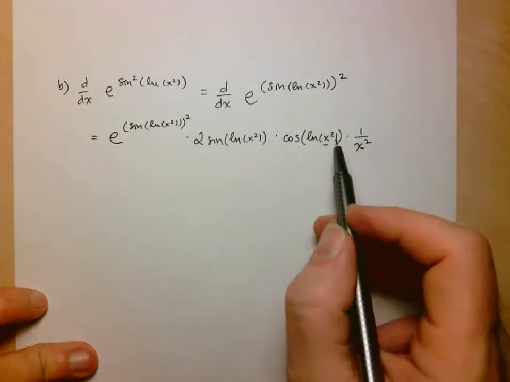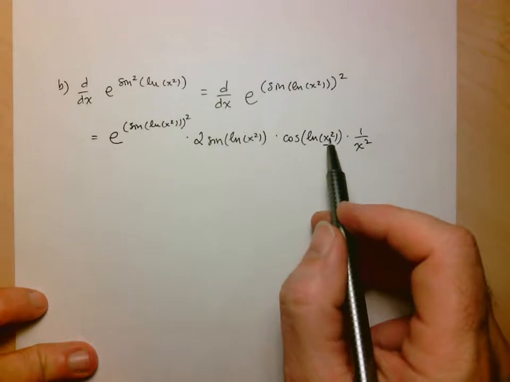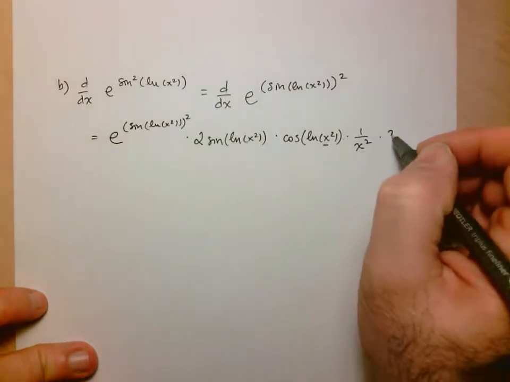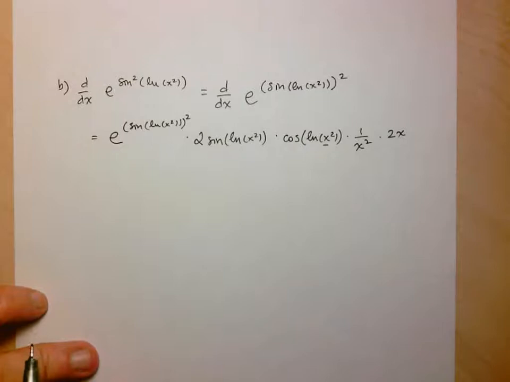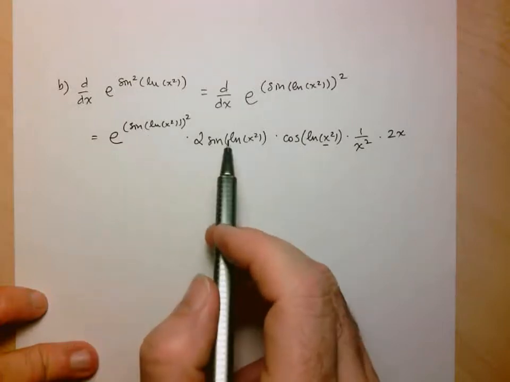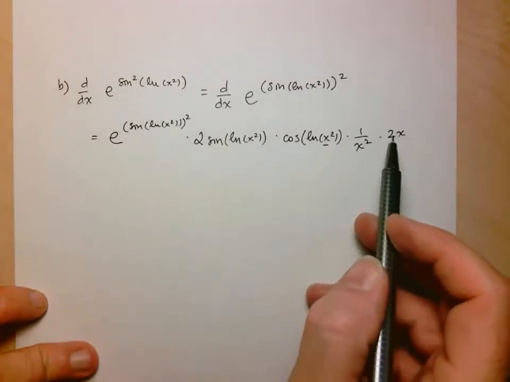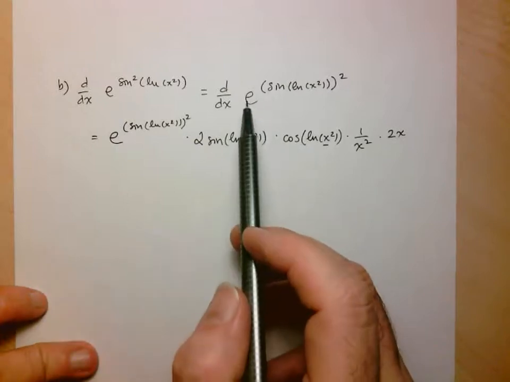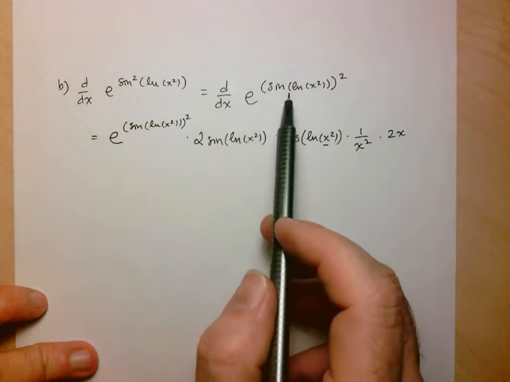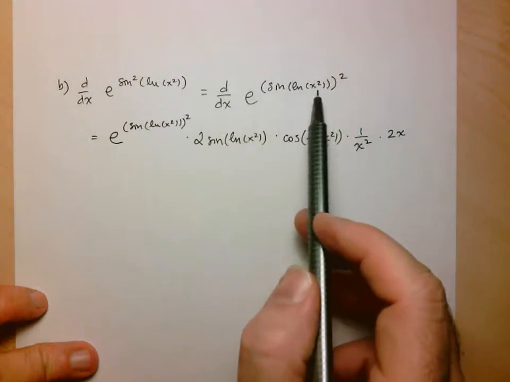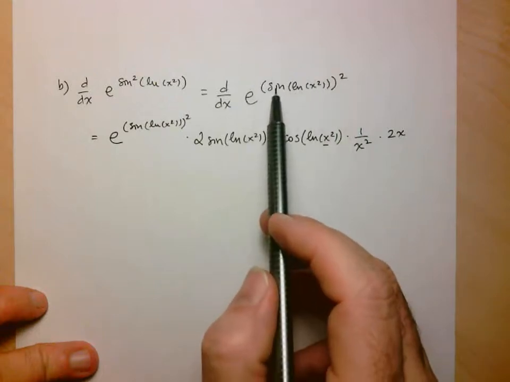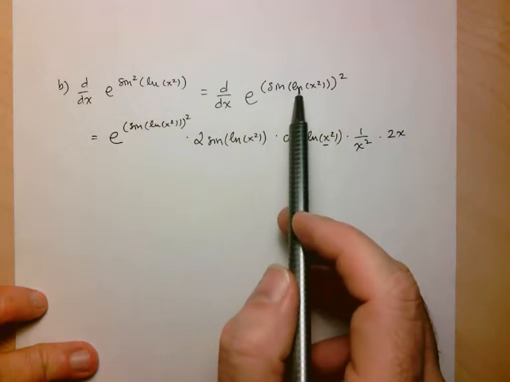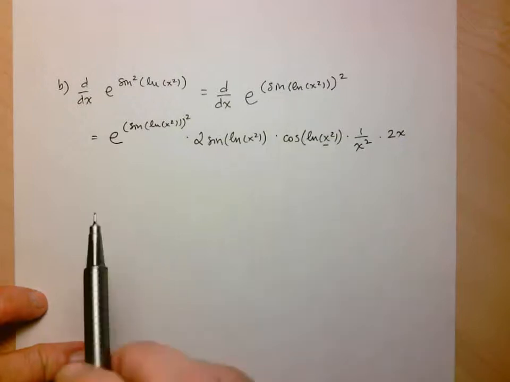Okay, and then finally I get to my innermost function. So what's the derivative of x squared? 2x. Okay, and again notice that I have 1, 2, 3, 4, 5 functions. The outermost function, e to the x. The next function, x squared. The next one, sine x. The next one, ln x. And the last one, x squared.